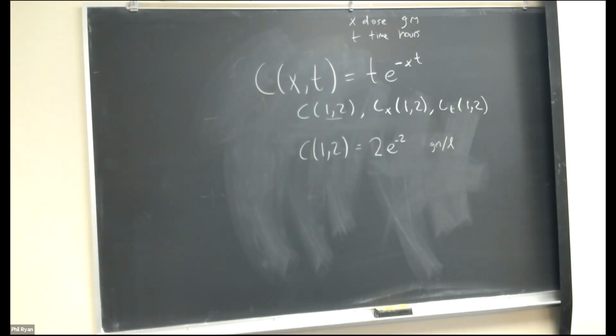Okay, so we know that concentration is going to change with the different x's and t's, right? If we give a different dose, then the amount of the drug in the body is going to be different. If we go to a different time, the amount of drug in the body is going to be different. The derivatives explain how that difference comes about, what that change actually is.